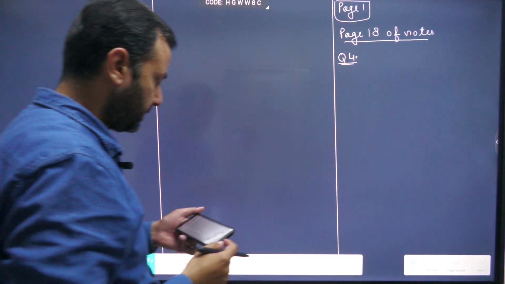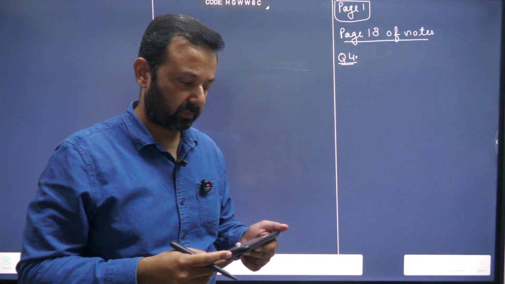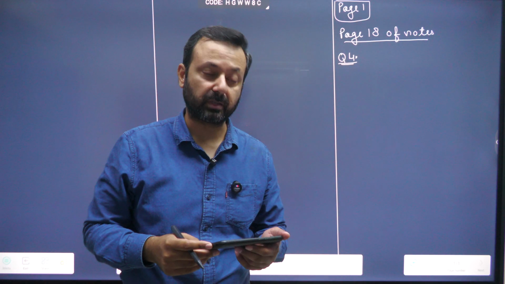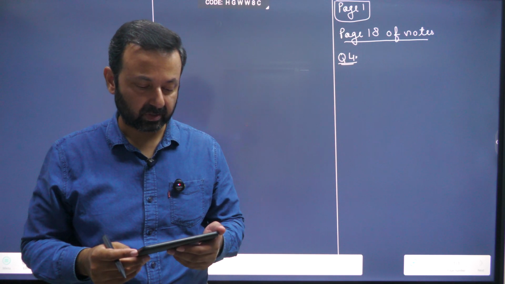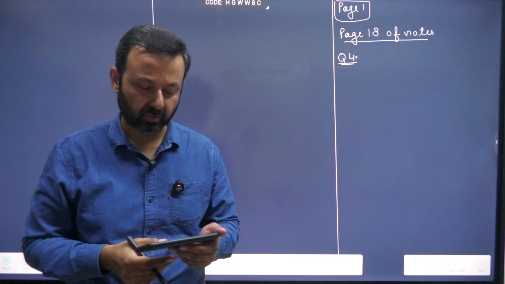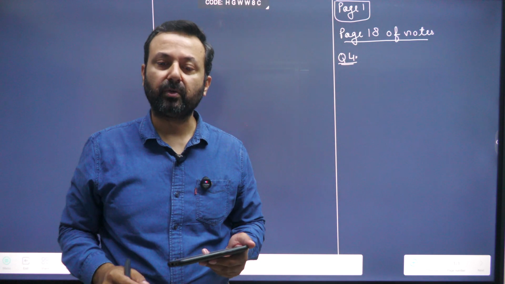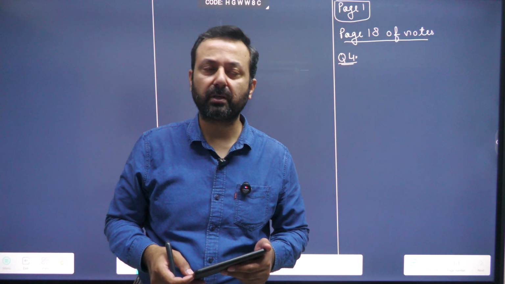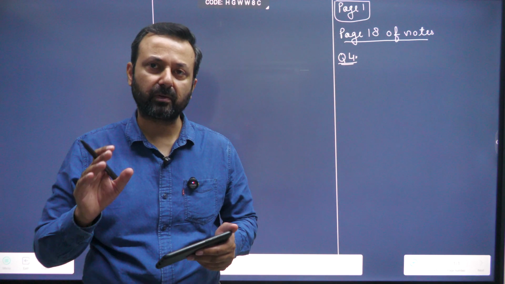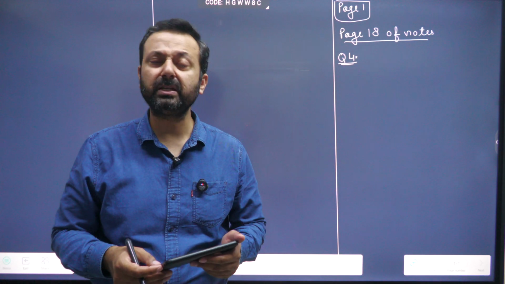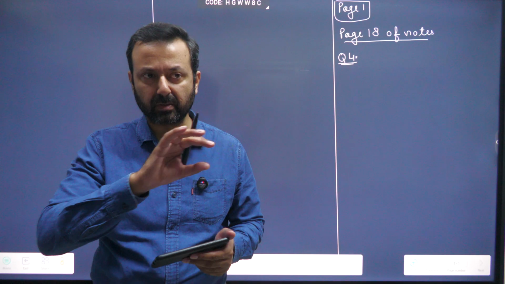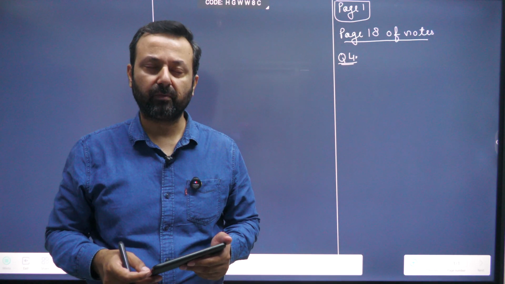A 200 millihenry pure inductor and a 5 microfarad pure capacitor are connected one by one across a sinusoidal AC voltage source. This time they have not given us E RMS. They have given us the complete equation of the voltage.